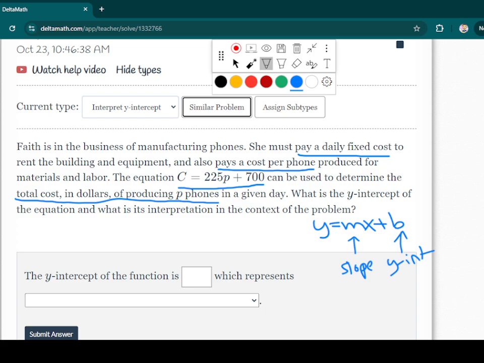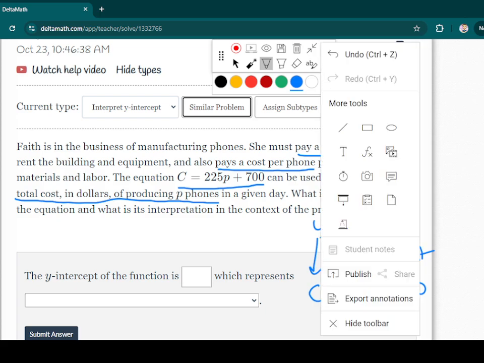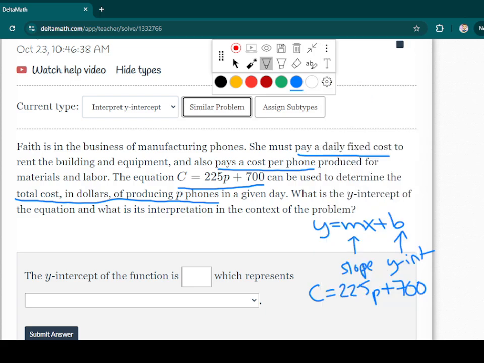So looking at the equation that we have here, C equals 225p plus 700. Now this is still in slope-intercept format, even though we have different variables. Instead of y we have C, and instead of x we have p, but it's still the same idea. So the number that is not attached to the x is still our y-intercept. So that means that our y-intercept must be 700.